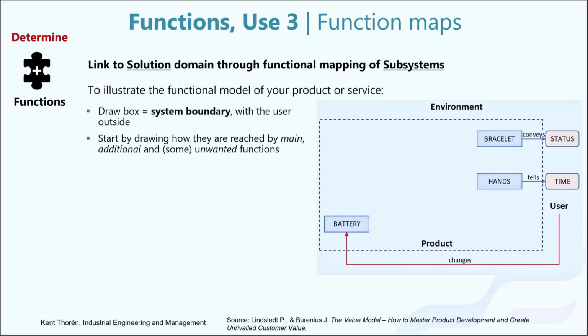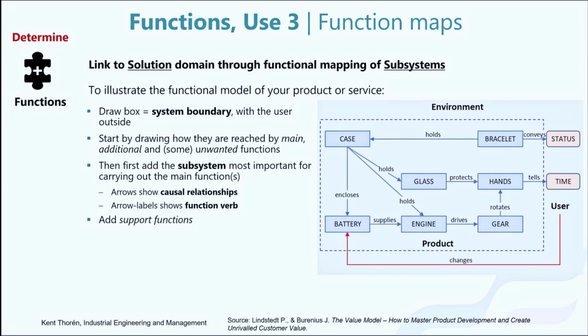Similarly, the unwanted function is connected, in this case also to the user. Then you can add the support functions. Here the subsystems are both function providers and function receivers. All the arrows should be one way, as the flow in the opposite direction would mean that there is another function, which might happen sometimes.